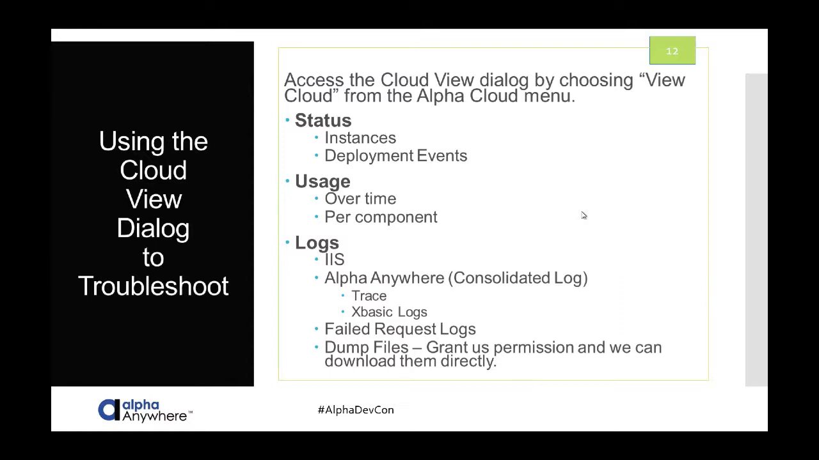We also have a consolidated log called the Alpha Anywhere log that includes trace information and XBasic error logs, or what you would normally see on your local disk. We also capture failed request logs, and you can view them right in the Cloud View. And we have a dump file tab that allows you to grant us permission to your deployment so that we can pull that dump file down and look at it directly in the debugging environment. You don't need to send that file to us at all.